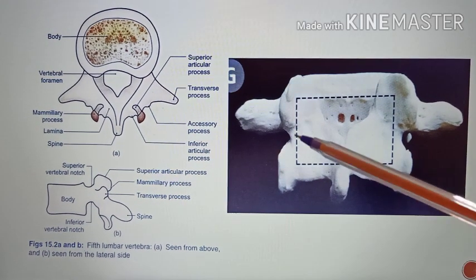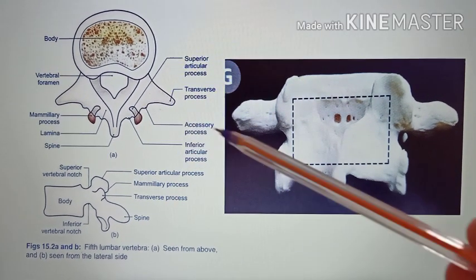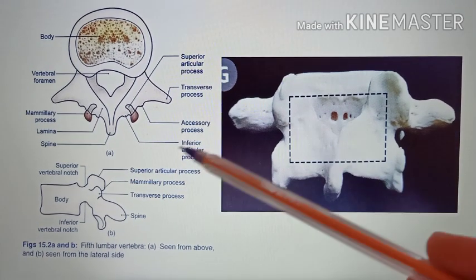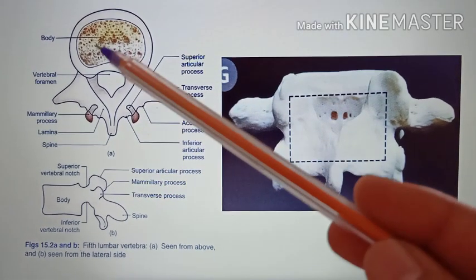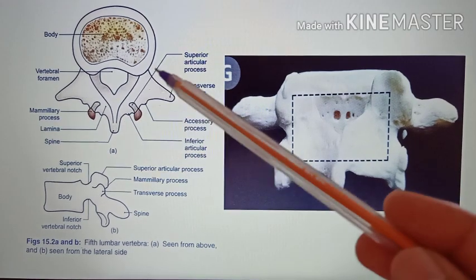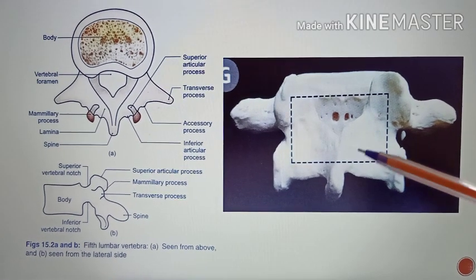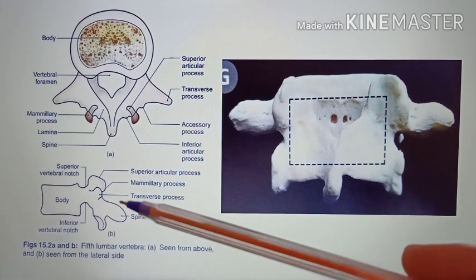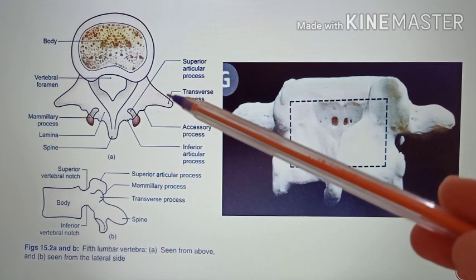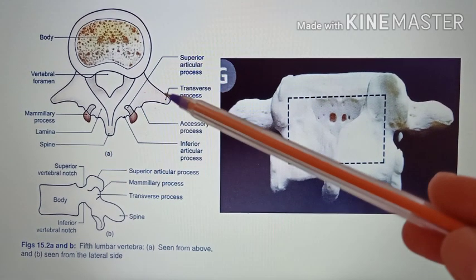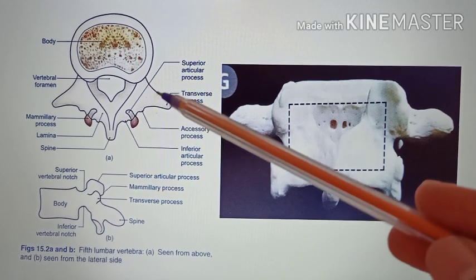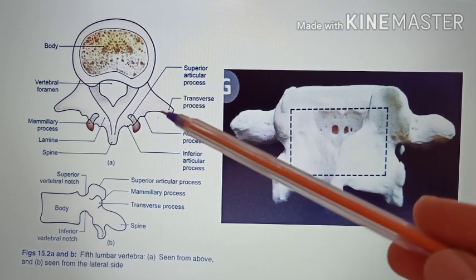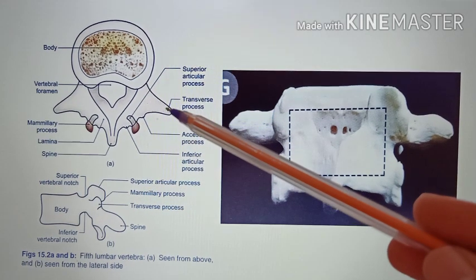So lumbar vertebra first to fourth was typical. So this is the appearance of the fifth lumbar vertebra. This is how it appears superiorly. This is from behind how it appears. This is from the side. So the transverse process of the fifth lumbar vertebra is thick, short as well as pyramidal in shape.